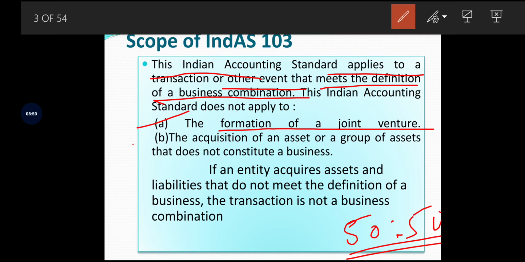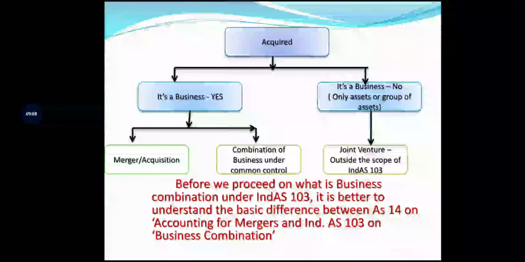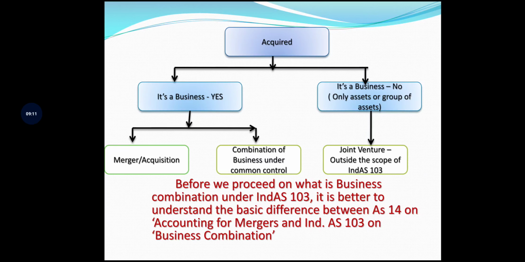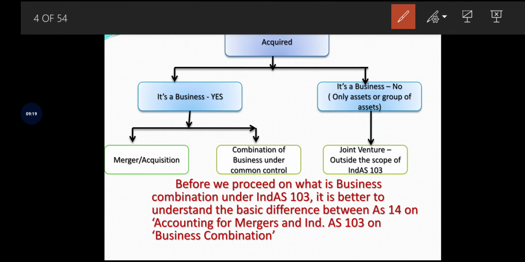Okay, the second one: the acquisition of an asset or group of assets that does not constitute a business. This scope we will discuss in the next slide. See, the acquired company, the company which purchases the assets and liabilities of another company, is called the acquired company. The acquired company is related to business.